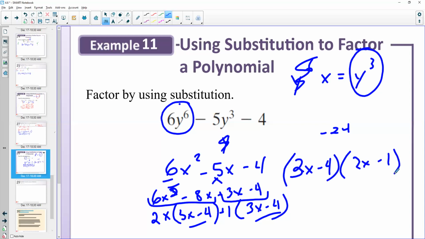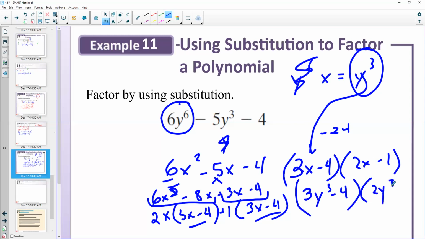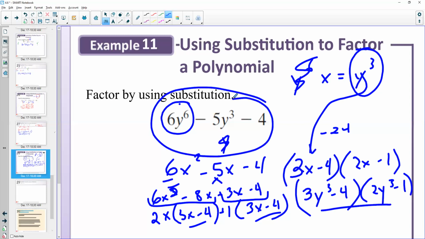And now we have to put back what we started with. So 3y cubed minus 4 and 2y cubed minus 1. If you FOIL this, you're going to get this original polynomial.